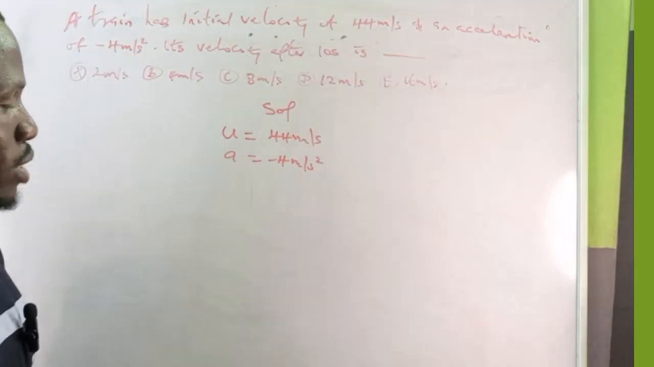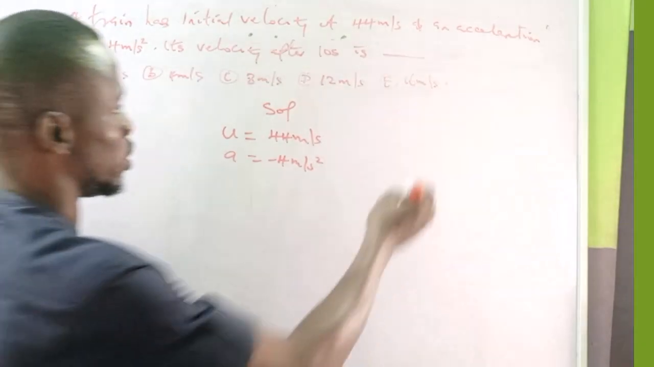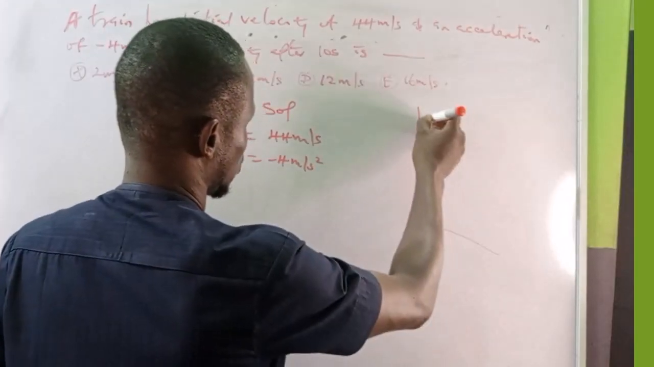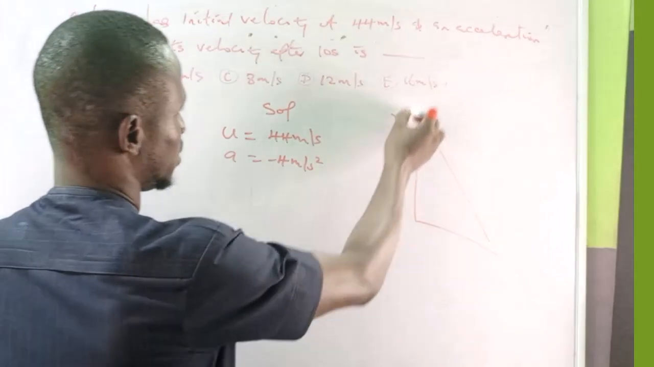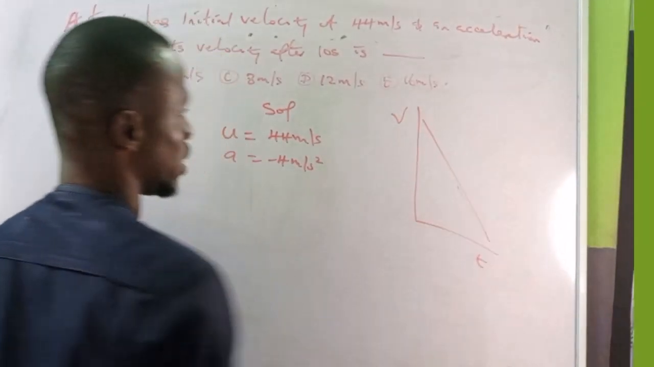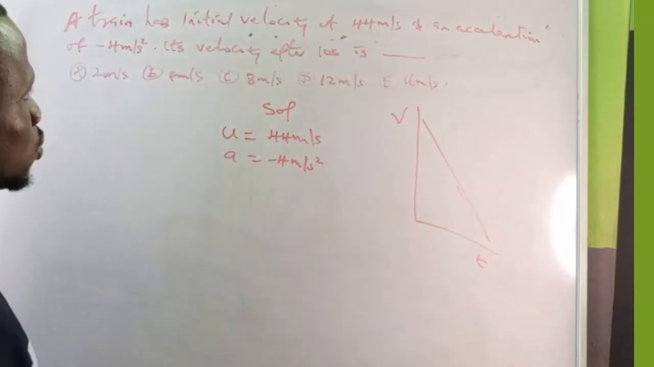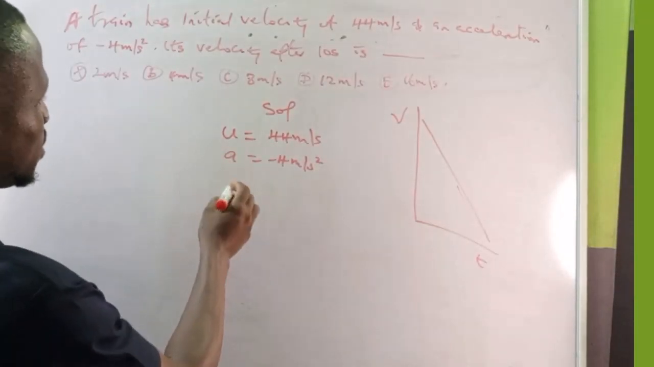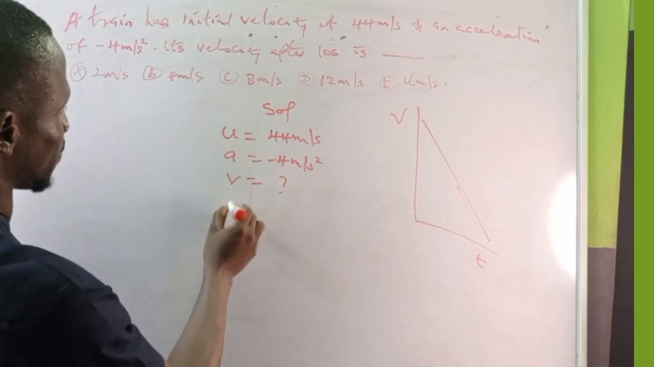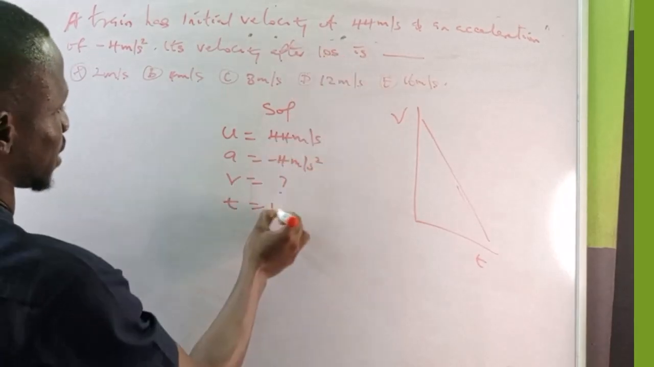It's called retardation. So if it's on a slope, the retardation slope is like this. Here is velocity, here is time, it's coming to rest. So it's minus 4 meters per second squared. Its velocity is what we are asked, after what time? After 10 seconds.